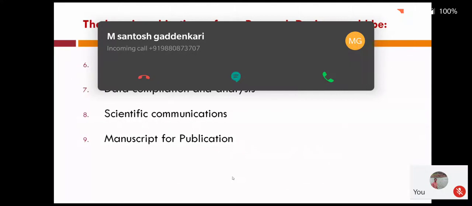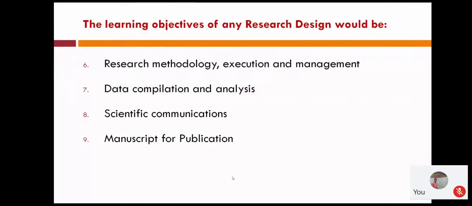Next thing, the manuscript for publication. A research work can be published in any journal. It depends upon you how you want. If you want a good publication, there are some paid journals. You have to pay them. Some open access journals are there. You can publish your data in them, or journal editors will not accept your data because it is copy and paste.